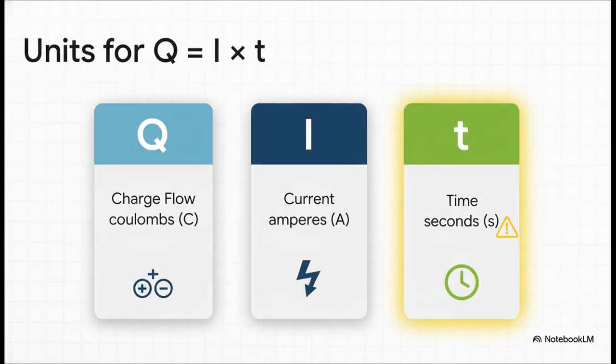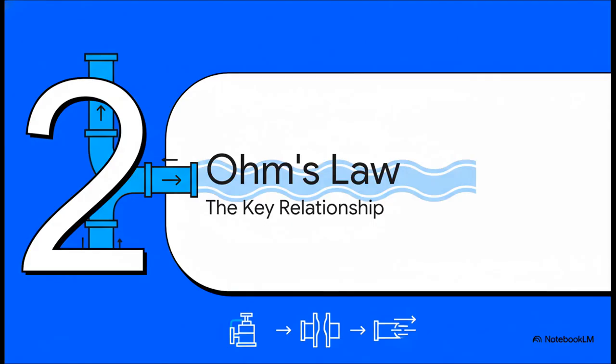Okay, now listen up, because this is where so many students lose easy marks. The units. For this equation to work, your charge, Q, has to be in coulombs, your current, I, in amps, and your time, t, must be in seconds. It's a classic exam trap to give you the time in minutes. Your very first step should always be to convert it into seconds. Don't get caught out. All right, let's move on to the big one, Ohm's law.